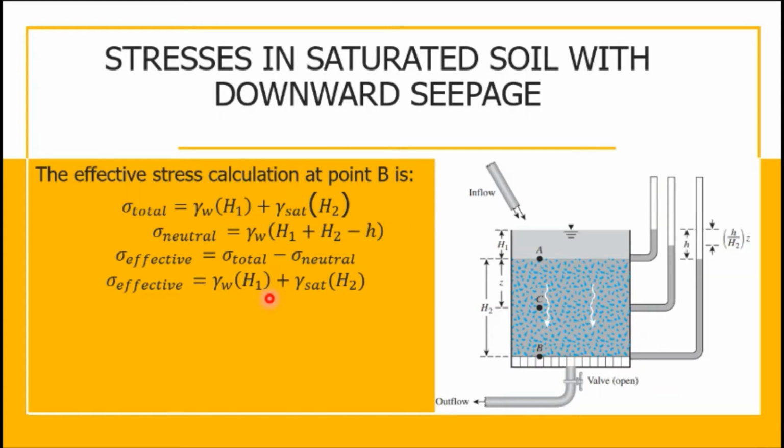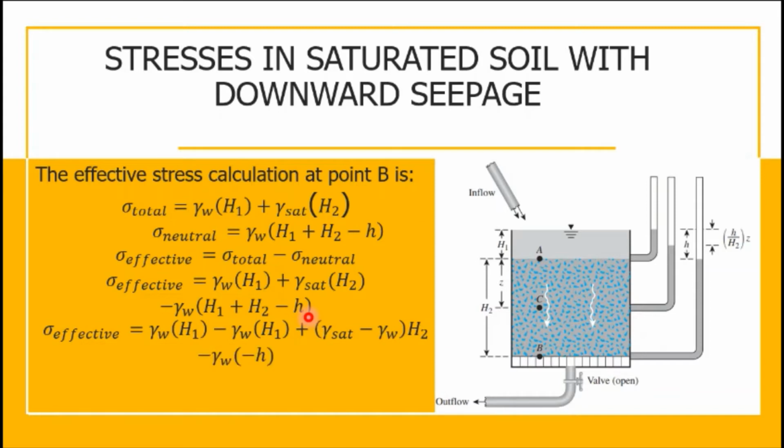Therefore, this will give us unit weight of water multiplied by H sub 1 plus saturated unit weight of the soil multiplied by H sub 2 minus the unit weight of water multiplied by H sub 1 plus H sub 2 minus H, which is the seepage at point B. So, combining again the terms, this will give us unit weight of water multiplied by H sub 1 minus unit weight of water multiplied by H sub 1. This will be cancelled.